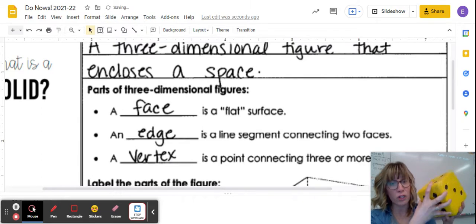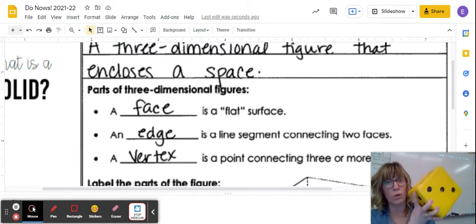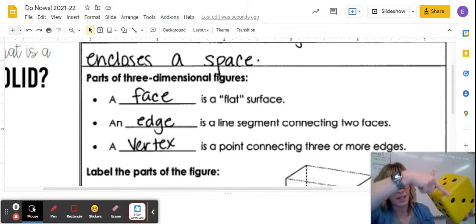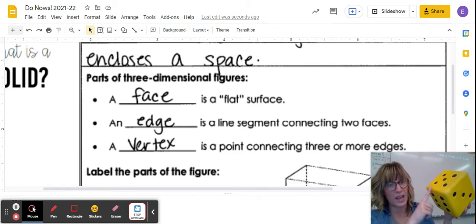And we have a vertex, which is a fancy word for a corner, right? Where you have 3 or more, sometimes more, depending on the shape, edges coming together. So right here we have edge, edge, edge, and they meet at a corner, or what we call a vertex.